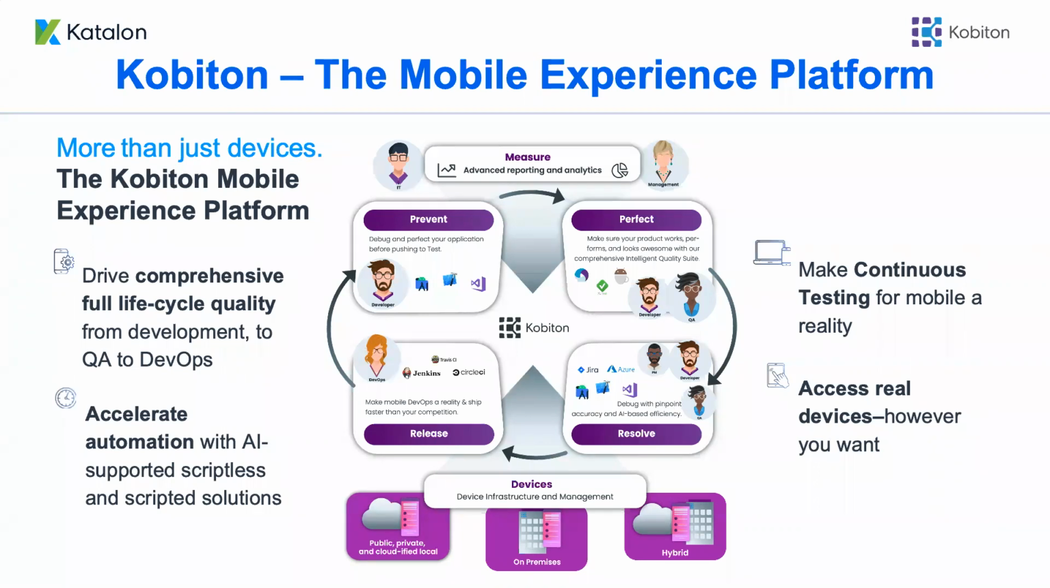Perfect is the next one. Once you push it to test, QA can truly perfect their applications and websites with our intelligent quality suite. Teams can build and execute manual and automated tests, functional, performance, and visual tests, and you are able to automate all of it with Kobiton's AI-driven scriptless solutions.